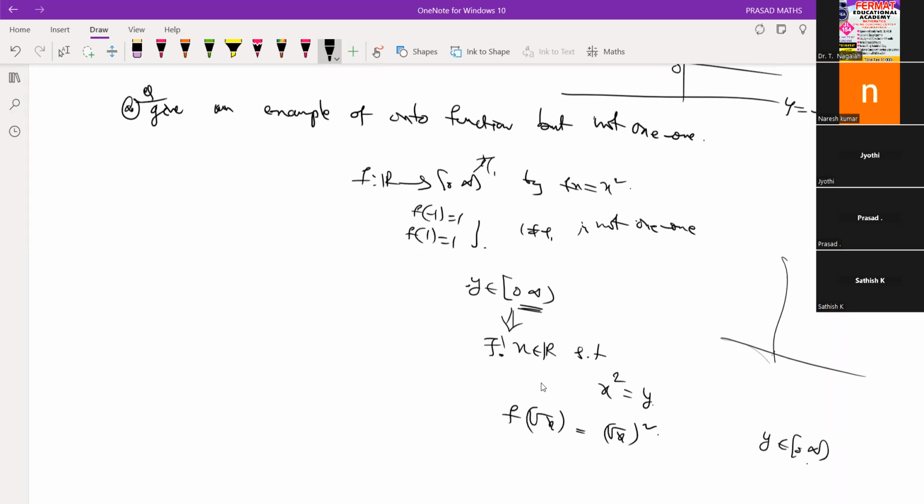Root y, right? Root y, not x, because we are working with only non-negative real numbers, and x is not meaningful now. You are finding a y which is non-negative, yes or no? Whenever y is a non-negative real number, root y makes sense. Otherwise it is not defined. So this is my x actually. x equals root y is my preimage.